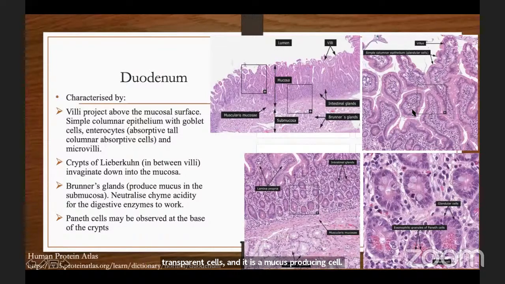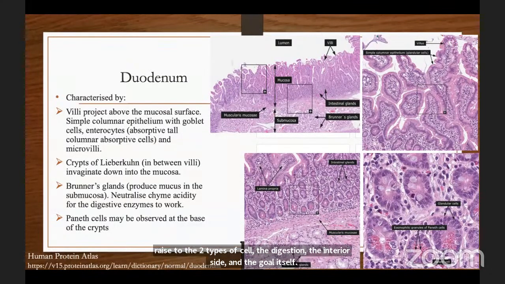The first difference between the two is the amount of goblet cells, which are few, and secondly, the large villi, which look like leaf-shaped projections. We also have crypts in between the villi. When we look at this villus, if we take a closer look at the base here, we will have these crypts. In these crypts, we have the stem cells, which give rise to the two types of cell that I just mentioned, the enterocyte and the goblet cell.